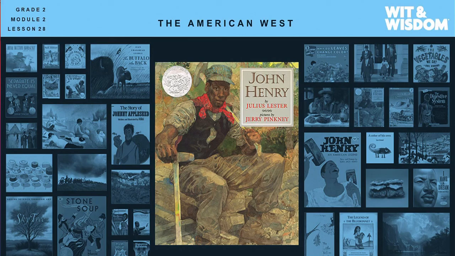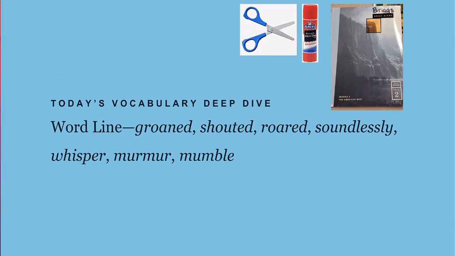We are on Deep Dive for Module 2, Lesson 28. You will need scissors, a glue stick, and your blue workbook today. We are going to focus on some vocabulary words. We have the word groaned, shouted, roared, soundlessly, whisper, murmur, and mumble.